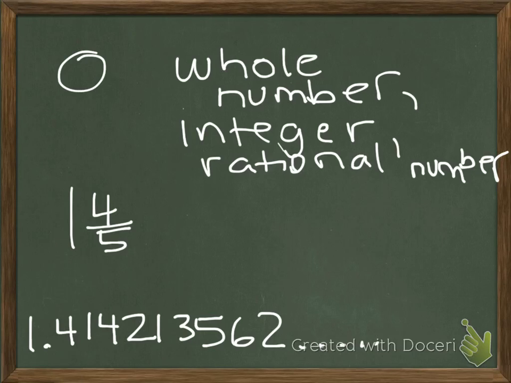Then you have 1 4/5. We talked about integers having to not be fractions, but they can be negative. So this is actually technically a fraction, so this is only a rational number.